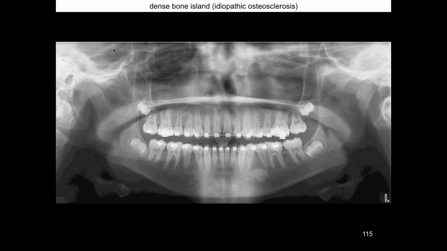I always get the question, can I do orthodontics with patients with dense bone islands and fibroosseous lesions? Yes, you may move a little slower. Can I put implants in? We don't know. There's no evidence for or against, but the success rates may not be as high for those. So you should approach those with caution.